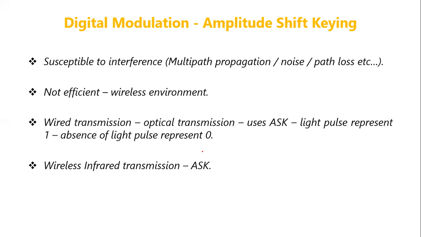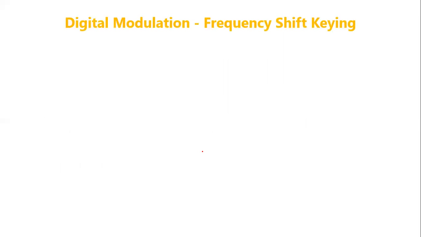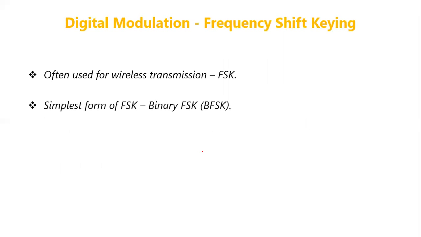So the next type of digital modulation technique that we'll be discussing is frequency shift keying. With frequency shift keying, we want to transmit the digital signal 0 and 1. For transmitting 0, we use one frequency, say f1, and for transmitting 1, we use some other frequency, say f2. Two different frequencies will be used with the same amplitude. The amplitude of the signal will be the same, but the frequencies will vary.